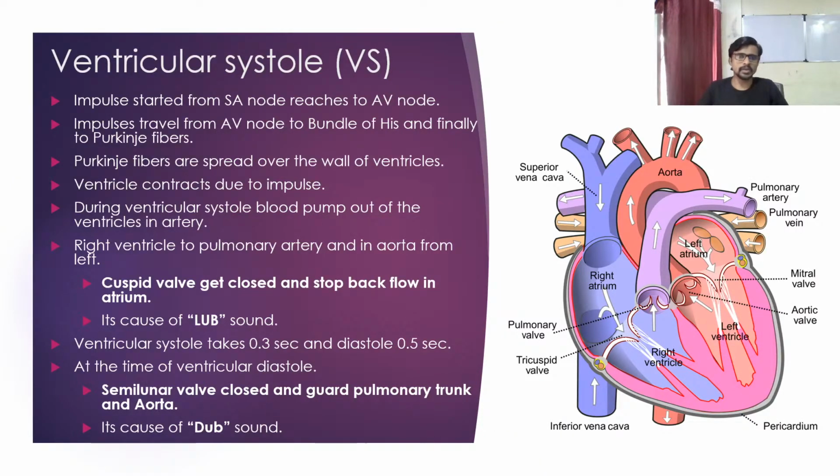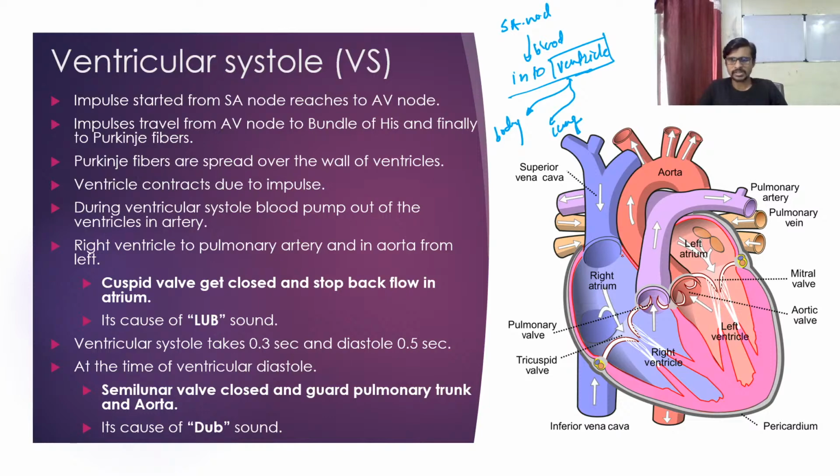Let's see what happened in the ventricles. In the last slide, the SA node got activated, the atria contracted, and blood entered into the ventricle. Now that the blood is in the ventricle, we are going to see how it moves into two places: one is toward the lung and one is toward the body. The impulse started from the SA node reaches the AV node. Let's see where the AV node is placed.